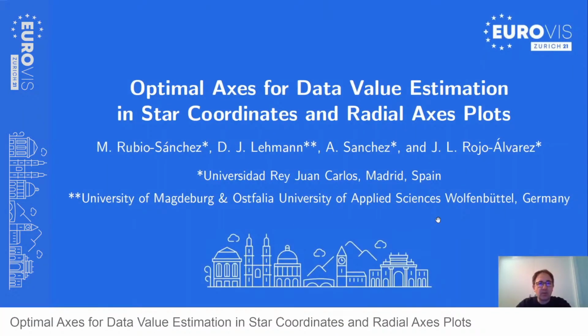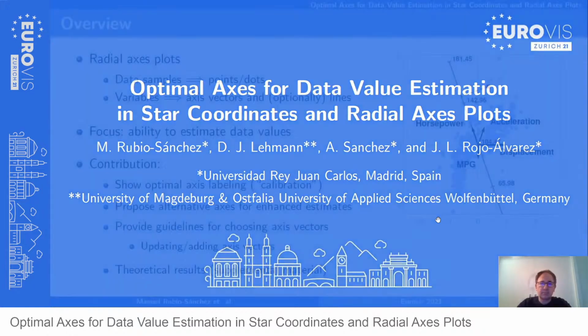Hello, my name is Manuel Rubio-Sánchez. I'm a professor at Universidad Rey Juan Carlos in Madrid, Spain, and I'm going to present our work on optimal axis for data value estimation in star coordinates and radial axis plots.